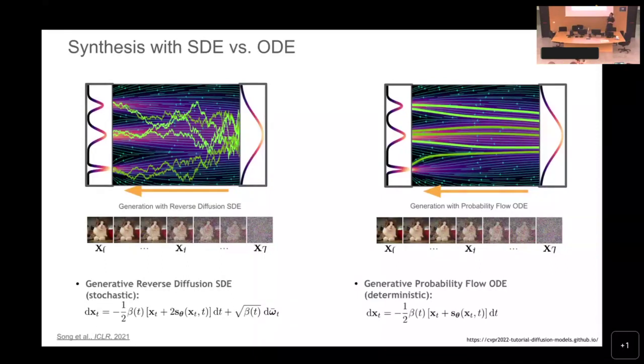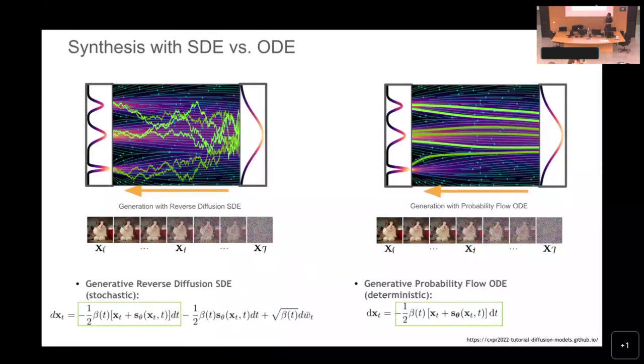Whereas on the ODE side, we have a deterministic transformation from noise to image. Now all the paths are nicely smooth. They don't typically cross. There's a unique mapping from noise to image, and it's also well identified. We can actually reason about what sort of function this has to be. So that's the qualitative difference.